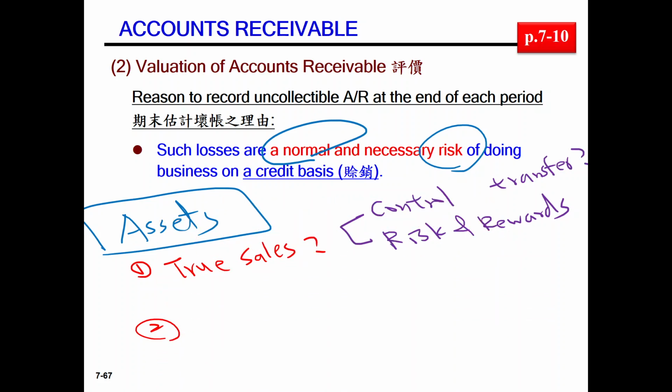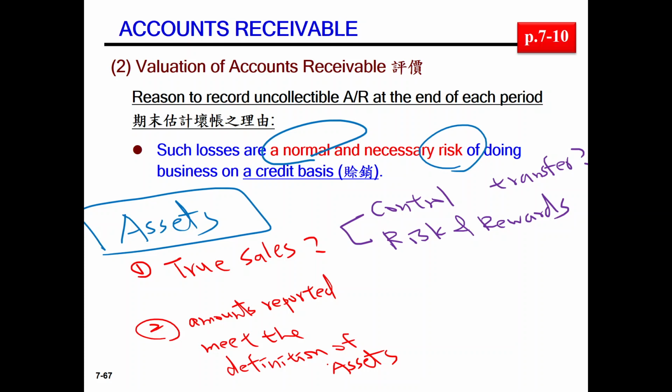Okay? For any kind of assets, the second major issue, we always talk about that, is what? Whether the amount, the dollars you report, meets our definition of assets. Okay? So the second issue for any kind of assets is whether the amount reported meets the definition of assets.